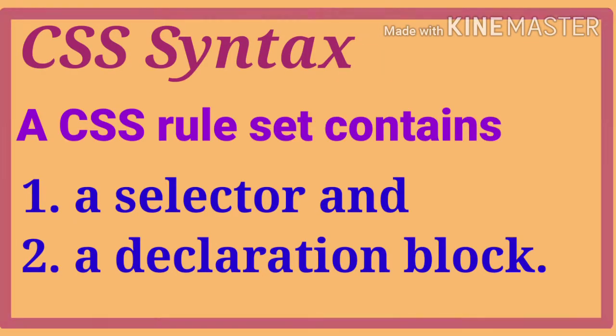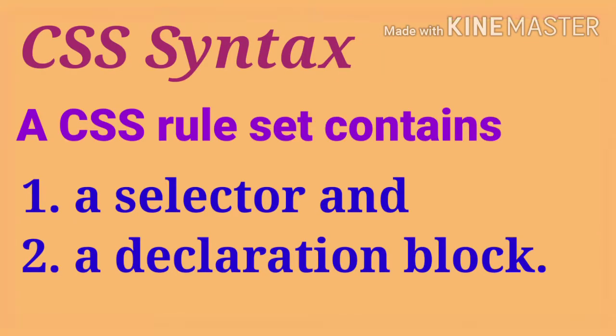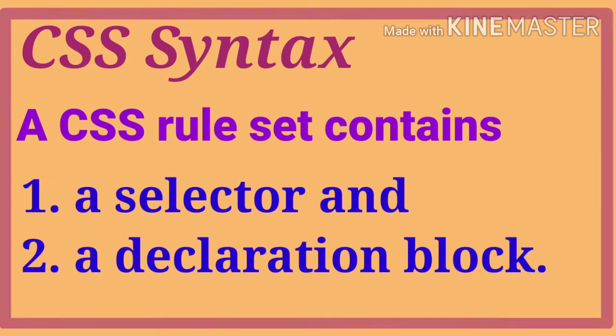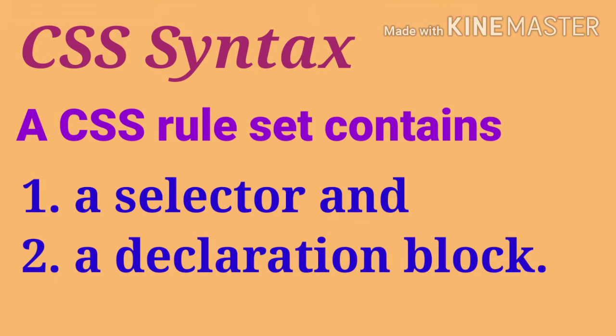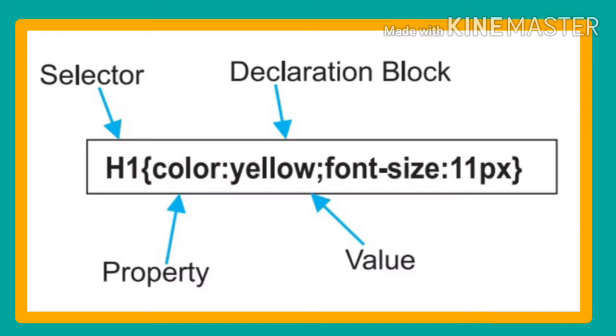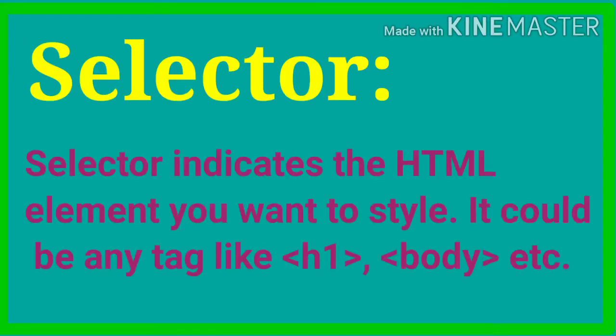Cascading Style Sheet syntax contains two things: selector and declaration block. For example, here the selector is H1 and the declaration block contains the color property having the yellow value. What is a selector? A selector indicates the HTML element you want to style. It could be any tag like H1, body, etc.